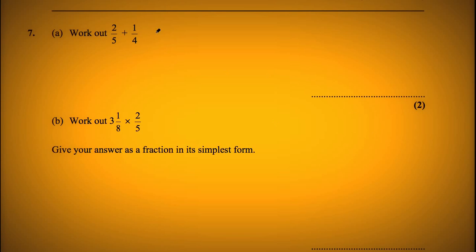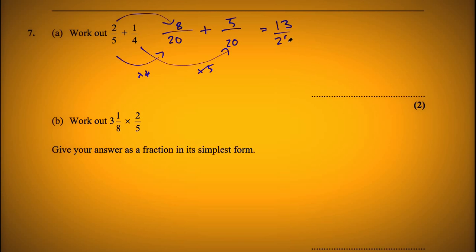2/5 plus a quarter. In order for me to be able to add the fractions, they have to have the same denominator, so I choose the lowest common multiple of 5 and 4, which is 20. So times that one top and bottom by 4, that's 8/20. Second fraction times top and bottom by 5, and that is 5/20, so overall that is 13/20. 20ths, and I can't simplify that, so that is my answer.